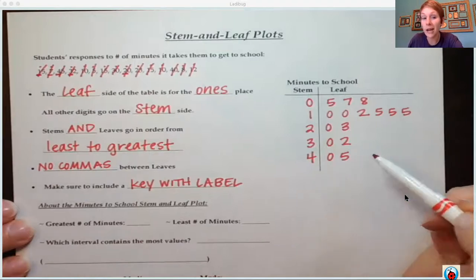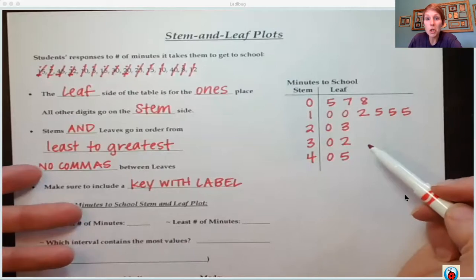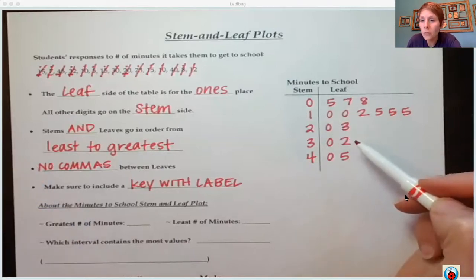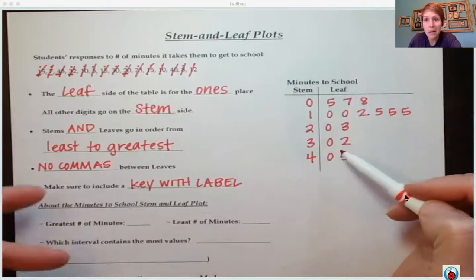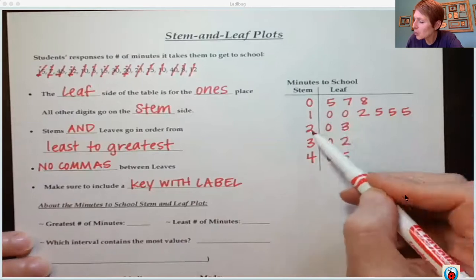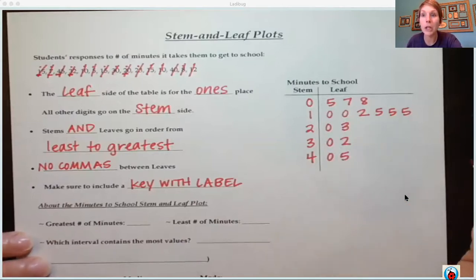That helps you make sure that you haven't forgotten anyone. Now, if someone were to just walk in the room and look at this stem and leaf plot, they would have no clue what these numbers mean or how to read them. They don't know that this is a 10 or that this is a 23. It looks like 203 maybe to someone. That's why the key is huge.